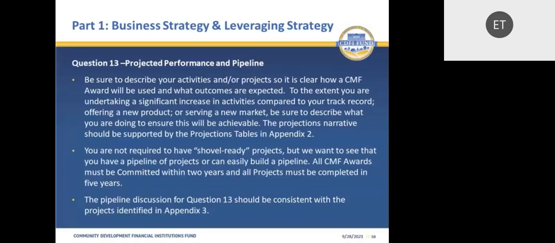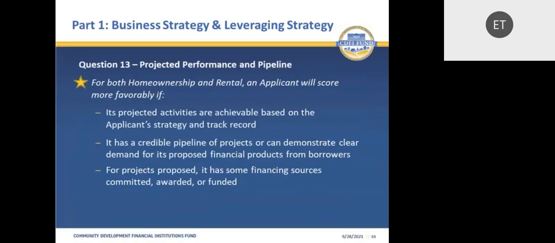Let's go to the next slide and talk about how to gain those most favorable points. So for both home ownership and rental, an applicant will score more favorably if its projected activities are achievable based on strategy and track record, and if it has a credible pipeline of projects or can demonstrate clear demand for its proposed financial products from borrowers. And finally, for projects proposed, it has financing sources committed, awarded, or funded.